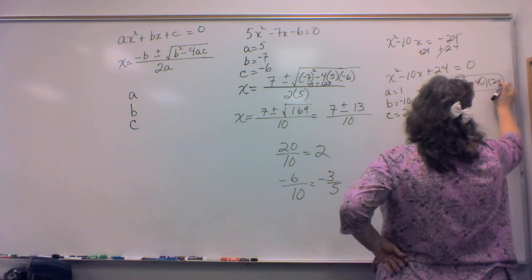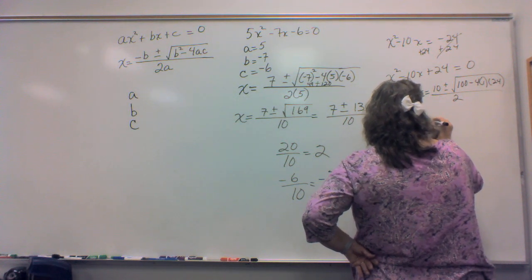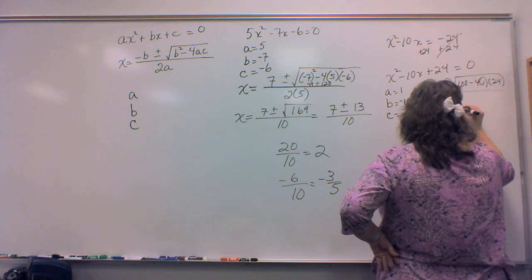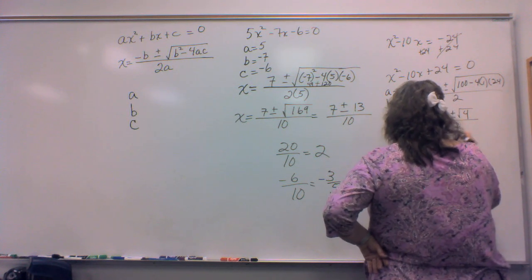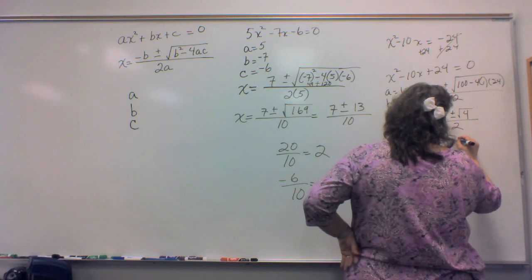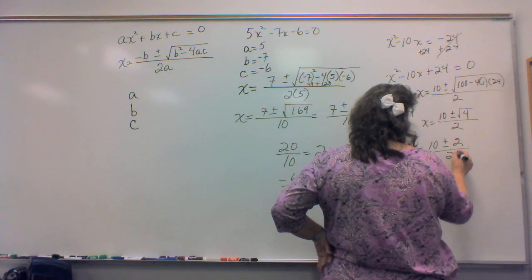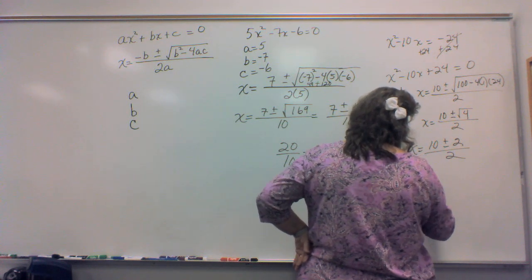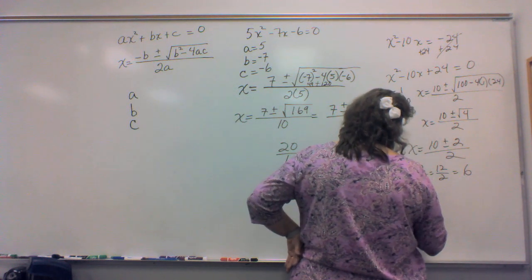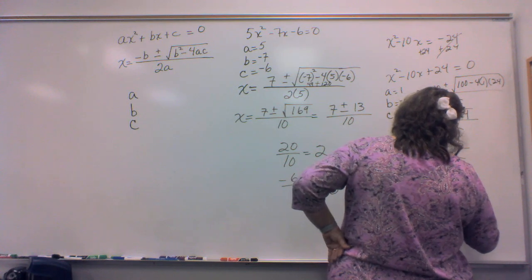So this would be 96. So this is x is equal to 10 plus or minus the square root of 100 minus 96, which is 4, over 2. So this is x is equal to 10 plus or minus 2 over 2. All right. 10 plus 2 is 12. Divide by 2, which equals 6. And 10 minus 2 is 8 over 2, which is 4.